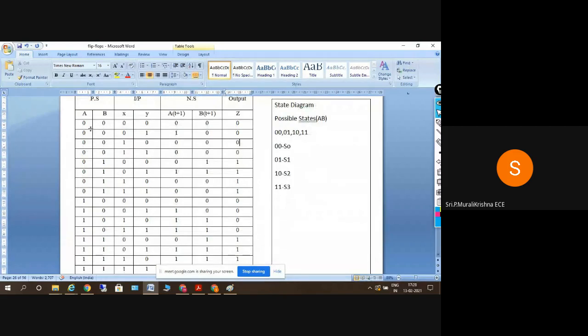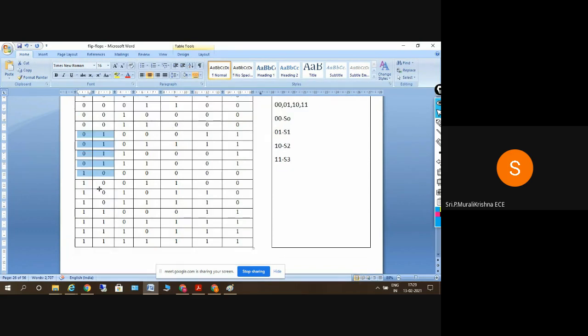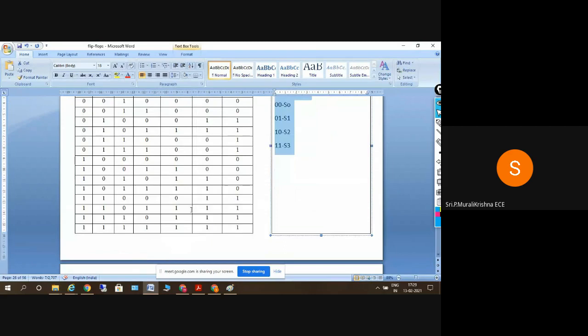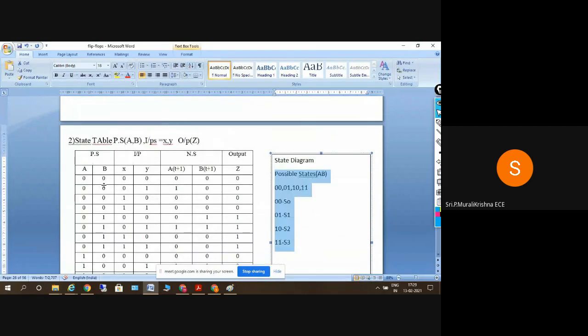So we check the values of AB. We'll be having four possible states here: 00, 01, 10, and 11. So we have four possible states here, and we have to draw the state diagram here. So coming to this one.